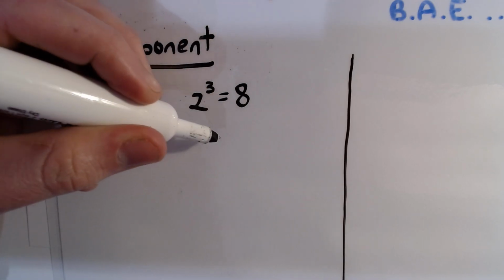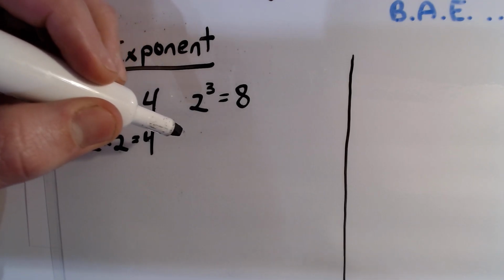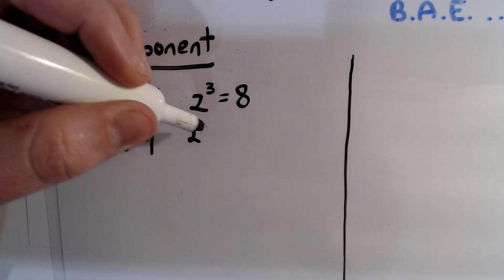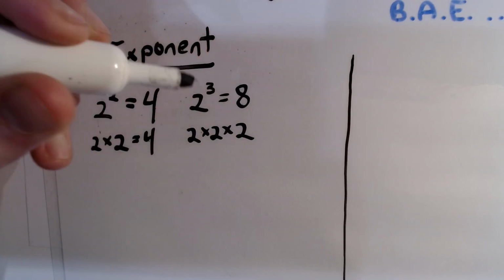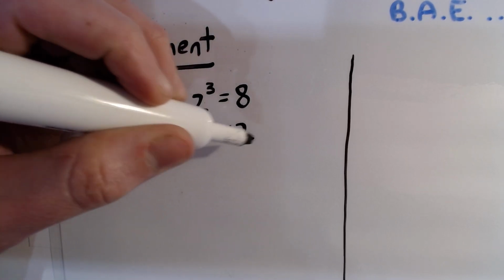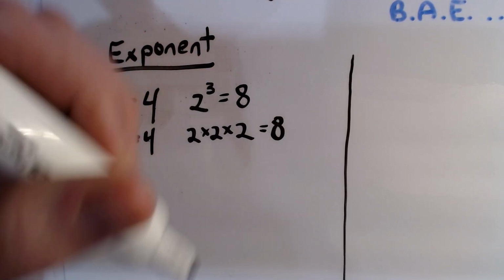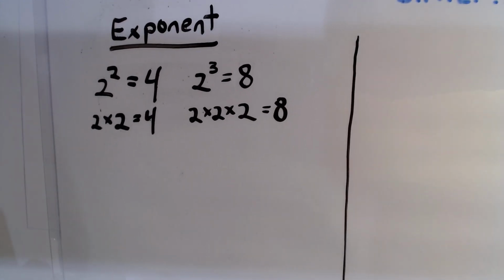Because translating that down into plain language means you take 3 2's and multiply them all together. 2 times 2 times 2. It takes 3 of these number 2's. 2 times 2 is 4. 4 times 2 is 8. Now you know the specific numbers application of an exponent here.